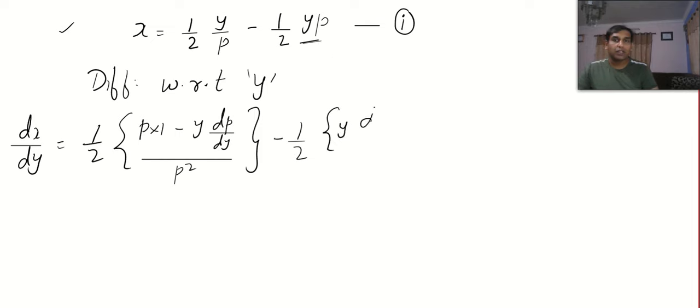First function, derivative of second, plus second function into derivative of first. Now what should we do next? Till now we have a system, we have some steps. So the next step is you replace dy by dx with p and dx by dy with 1 by p. And it's about simplification, all about simplification.